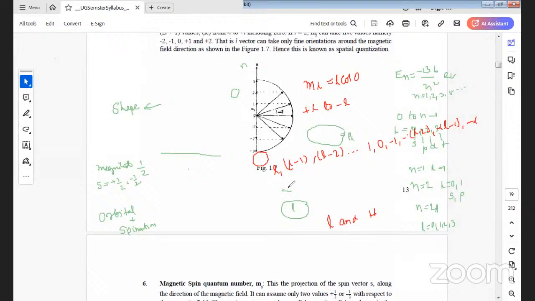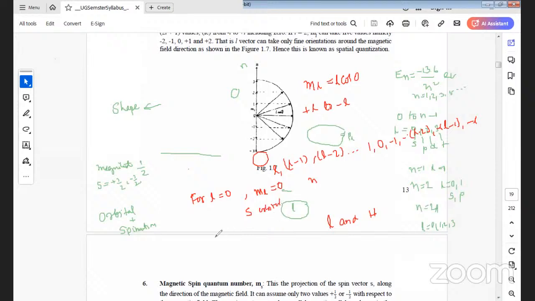Suppose we take L equal to 0. Then the ML value is also 0. For each value of the principal quantum number n, there is only one direction, which is the S orbital.